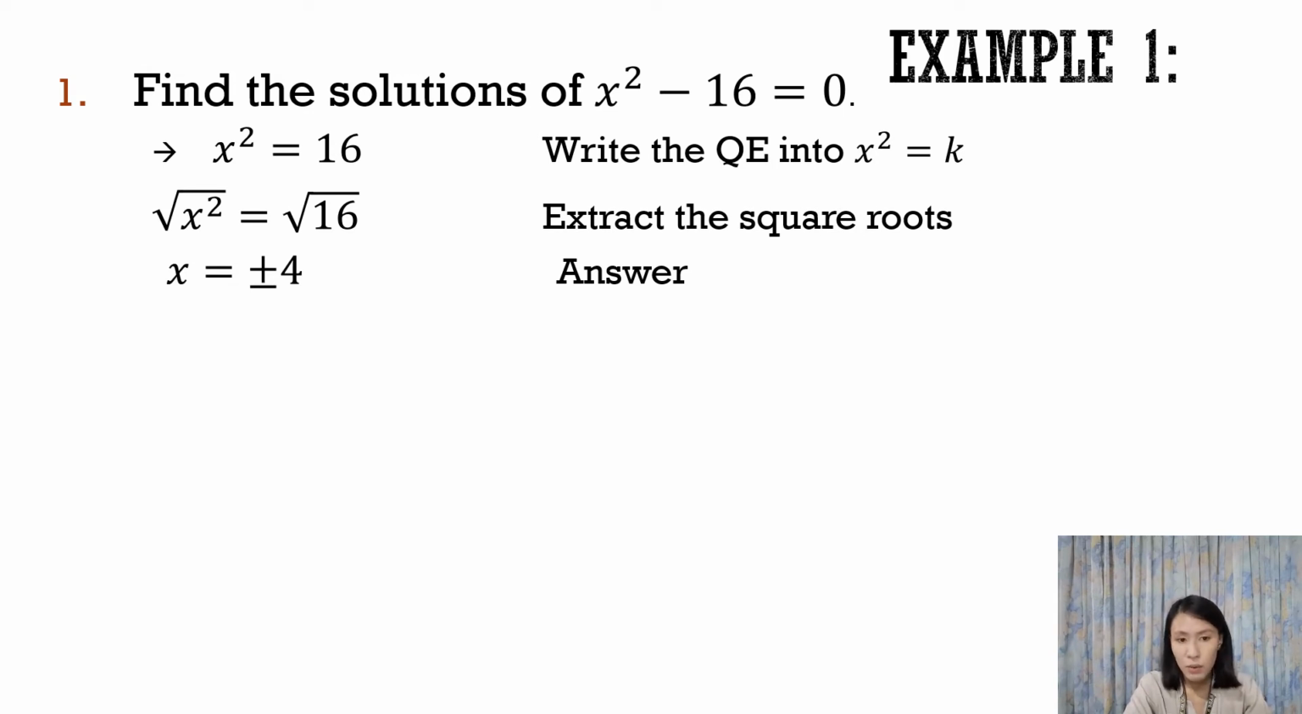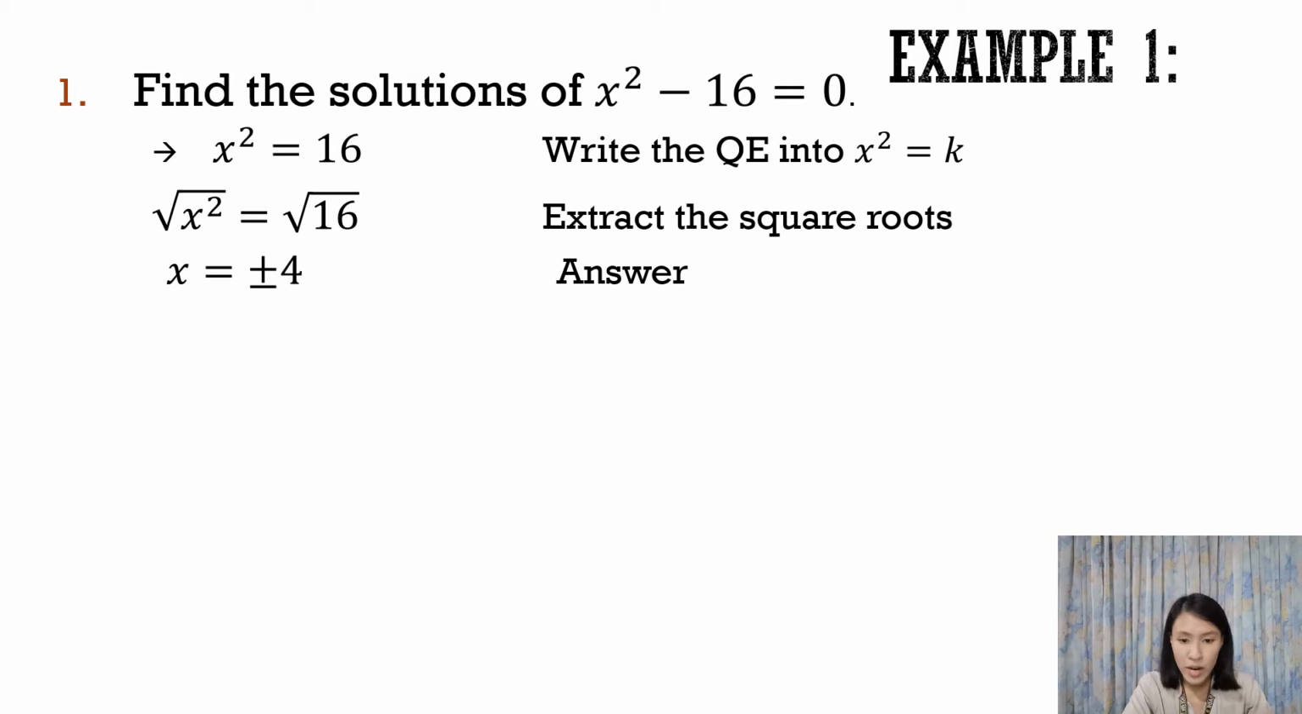What is the value of our k here? We have 16. That is greater than 0. Therefore, we can say that we have two solutions or roots. Based on our answer, we have two solutions: positive 4 and negative 4.